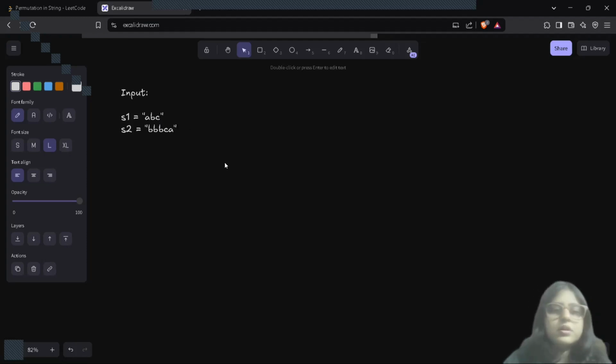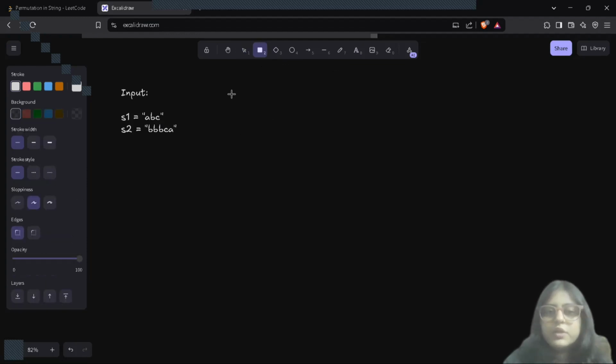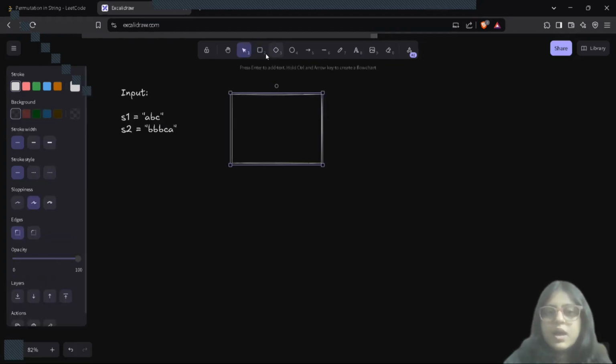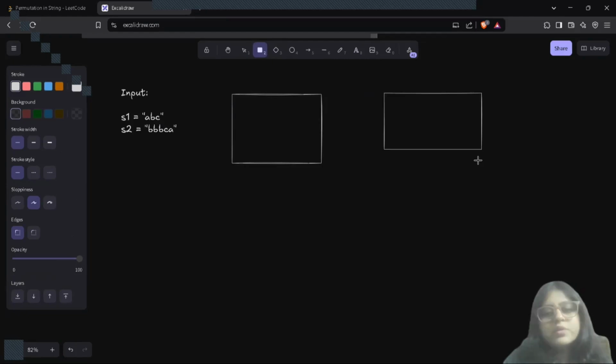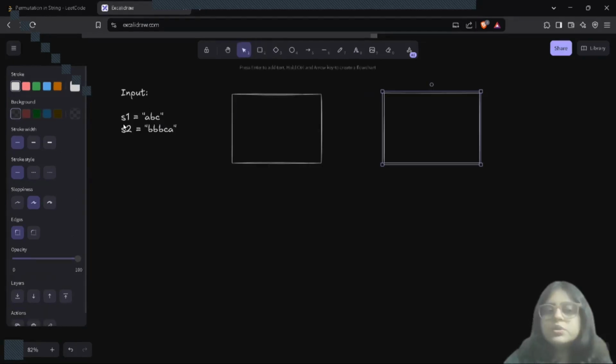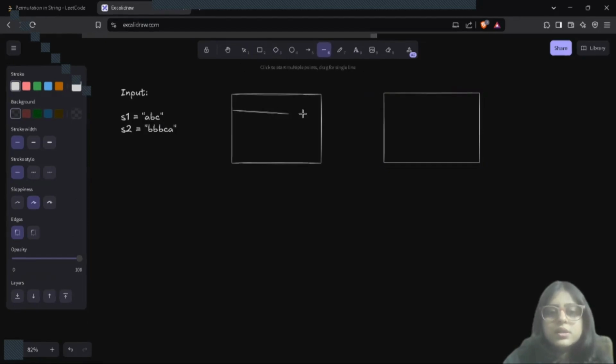So can we do something around that? So let's look into it. Now let's assume that we look at the frequency maps of both S1 and S2. For S2, we'll consider only one substring at a time, which is equal to the length of S1. So here, let's say this is S1's frequency map.